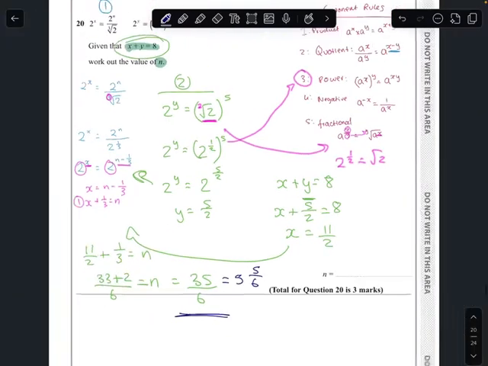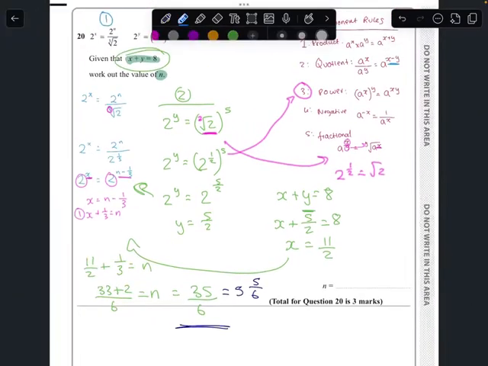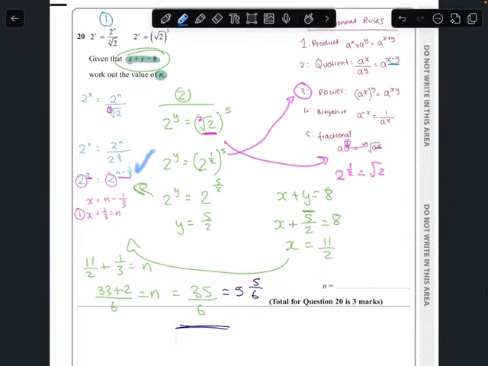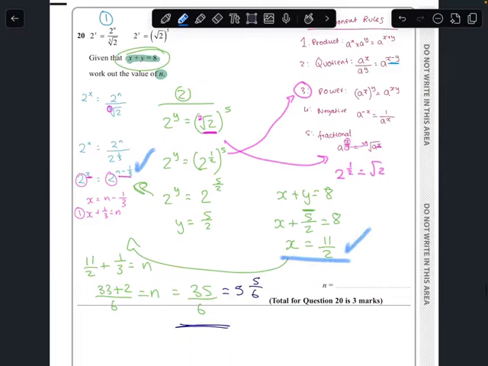Okay, so where do we get our marks quickly? We would get the first mark for using any of these two. So let's say here, we get a mark here. We get the second mark for finding out x is 11/2, and we get the third mark obviously for finding out our answer.